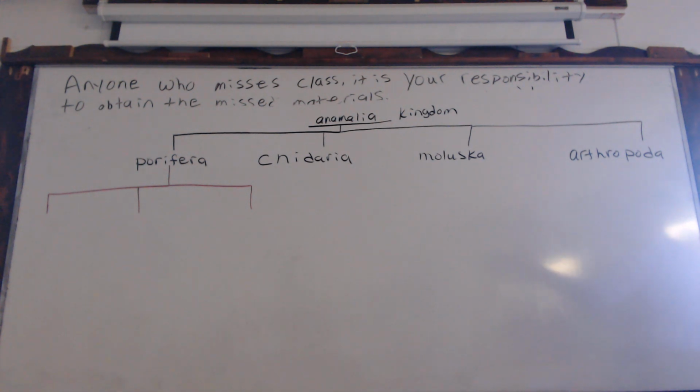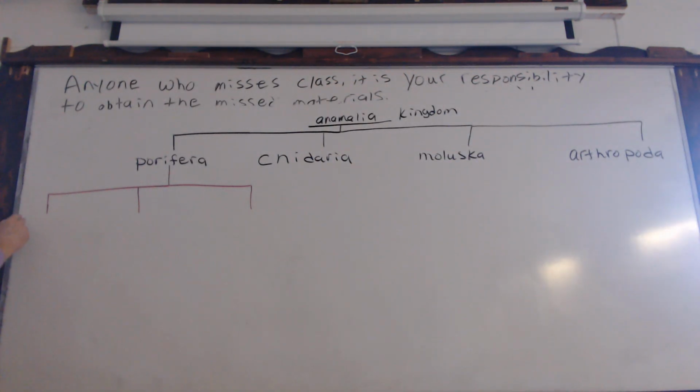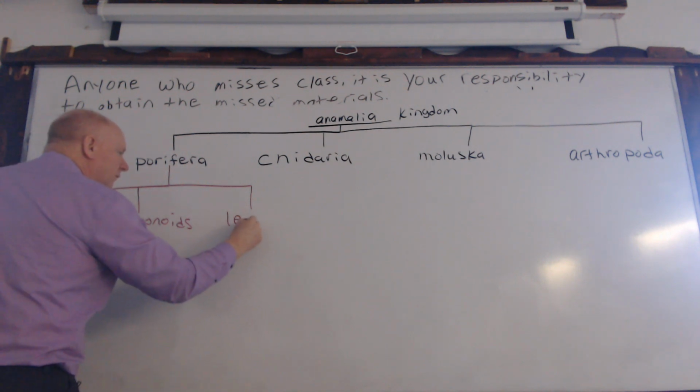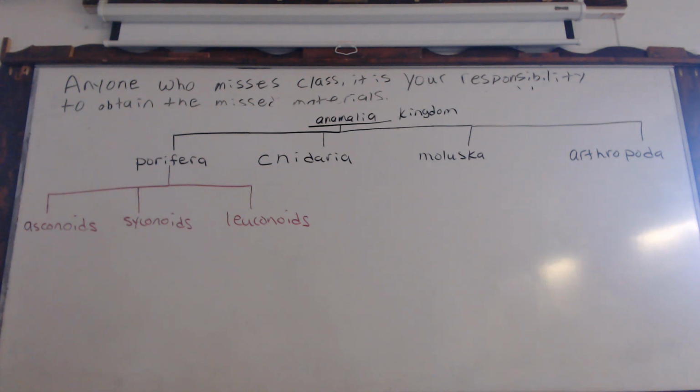Maybe we put them in the order that they're supposed to be in. Leuconoids are the most complex. Cycanoids are in the middle. Asconoids were the first ones. Okay, that's right. So we could say asconoids, and we said cycanoids, then leuconoids. Okay.